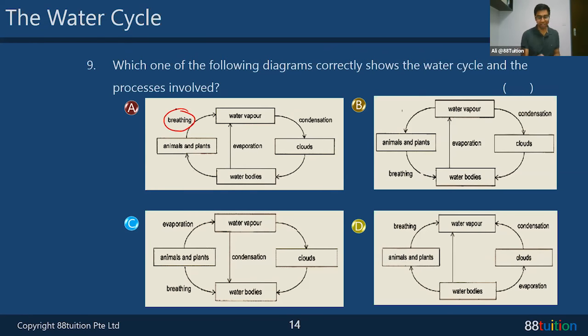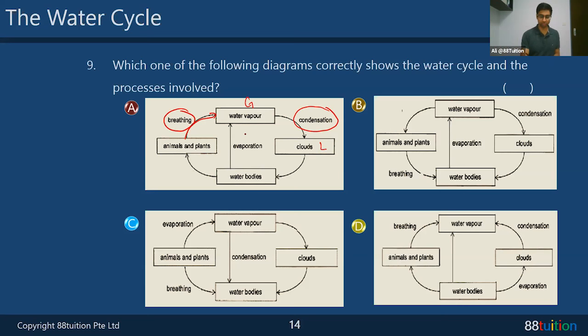It's called breathing. Animals and plants will breathe water vapor. Remember, at the start of this lesson, I said in this room where I'm sitting down, there is water vapor, even though I'm not boiling water, because I'm breathing. The vapor that comes out of my mouth is water vapor. So that's why this is correct. Water vapor coming to clouds. Is it condensation? This is gas to liquid. Yes, this is correct too.